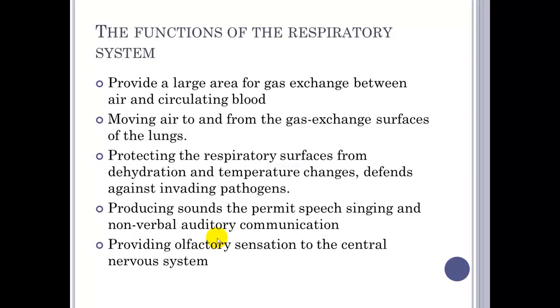Functions of the respiratory system: provide a large area for gas exchange between air and circulating blood, moving air to and from the gas exchange surfaces of the lungs, protecting the respiratory surfaces from dehydration and temperature changes, and defending against invading pathogens. Since we're bringing air in, that's a foreign substance, so the immune system is pretty strong in the lung area. We'll talk about that. Producing sounds and permitting speech, singing, and nonverbal communication. Providing olfactory sensation to the central nervous system, and this would be smell.